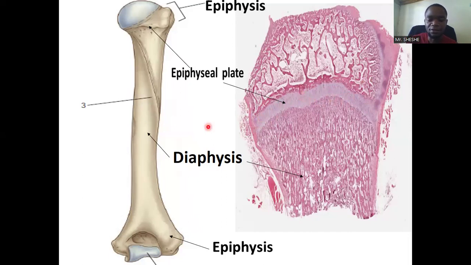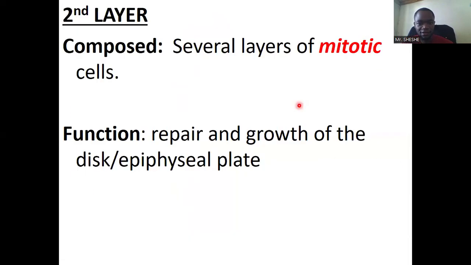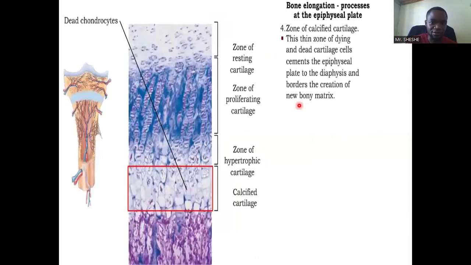So that is the second layer. It enables repair as well as growth of this. When this layer grows, then the bone also grows in length. What about the third layer? Third layer is known as the layer of hypertrophy. You can see that zone here. Now, if you compare this size and there, the cells in this stage look bigger, or they look swollen, if you like. So that's why the name is hypertrophy, layer of hypertrophy.